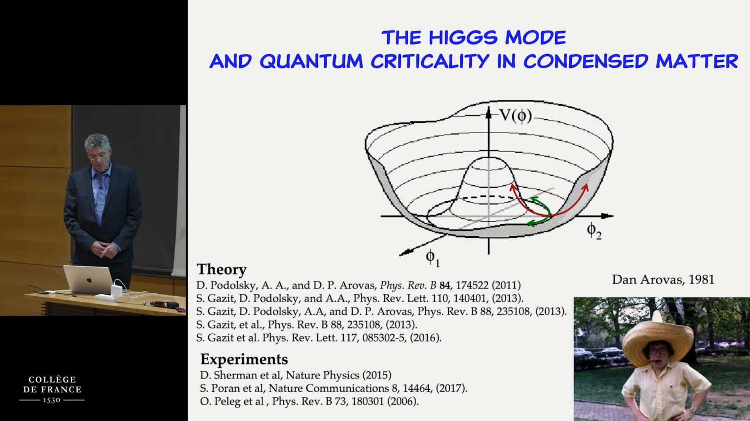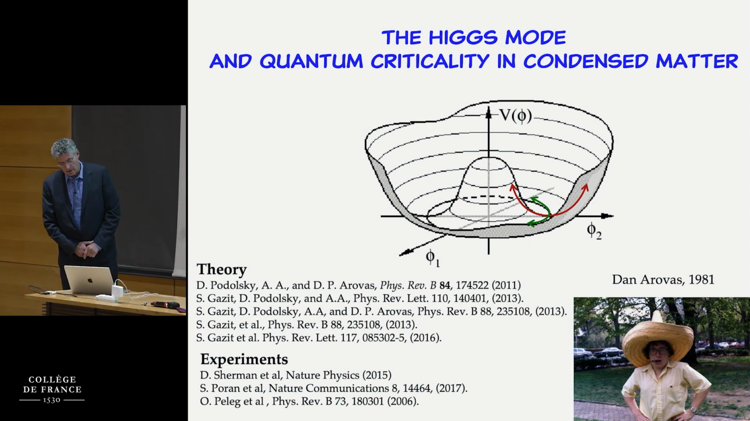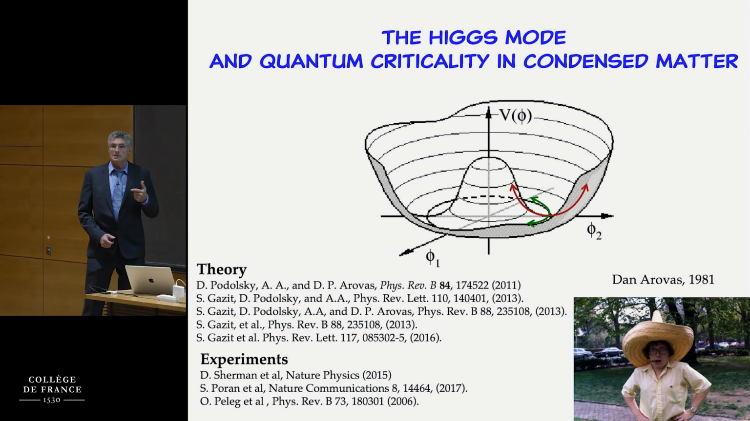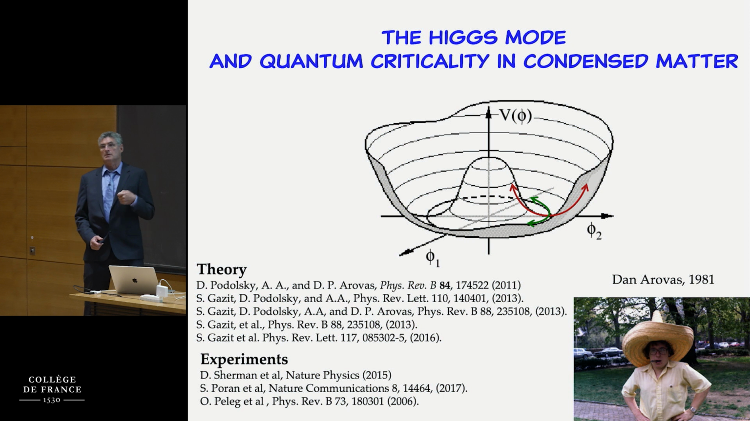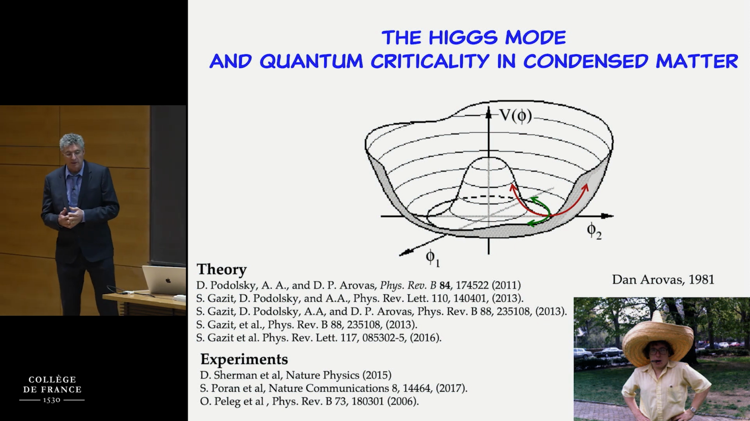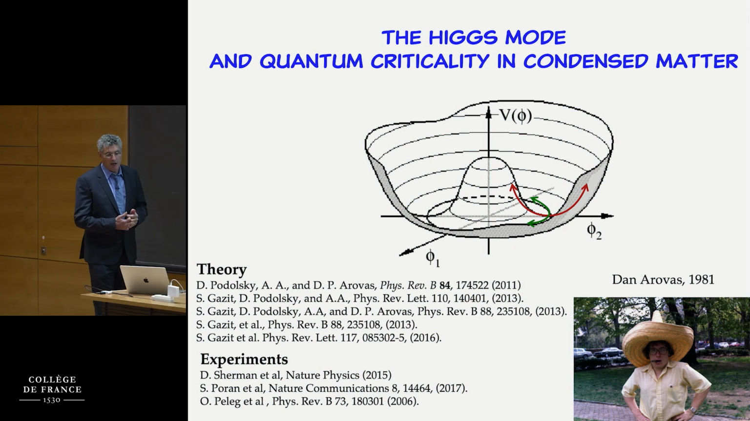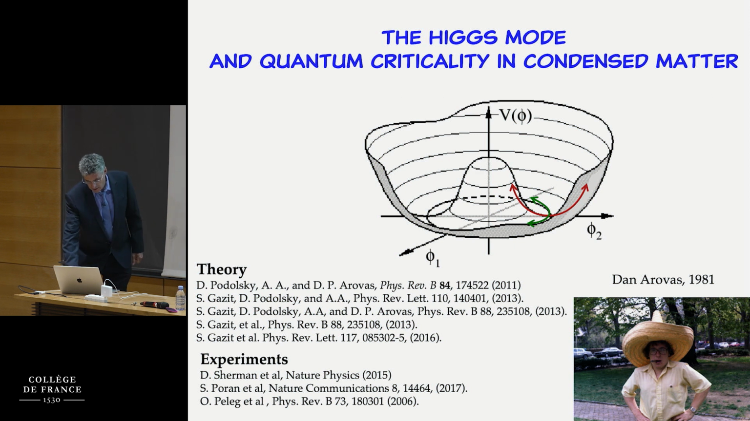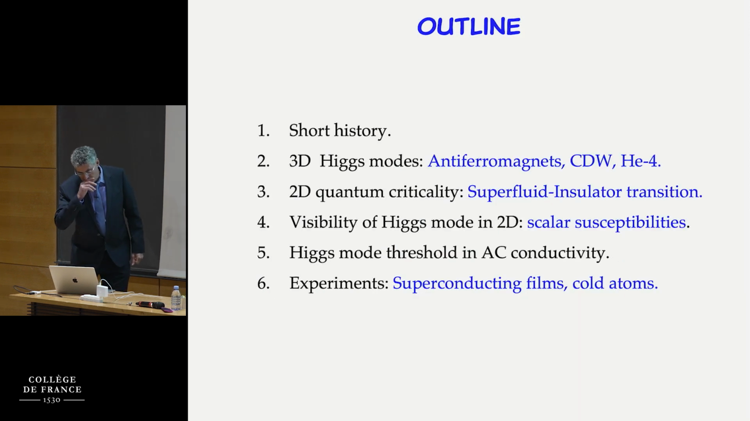So what I want to emphasize is the appearance of a critical mode, a Higgs mode, which vanishes at some quantum critical point that could be achieved by changing parameters. This is to distinguish it from other amplitude modes that have been seen in condensed matter and superconductors that are not the critical mode, and I can discuss them later if people want to ask about them. But I'll give a short history.